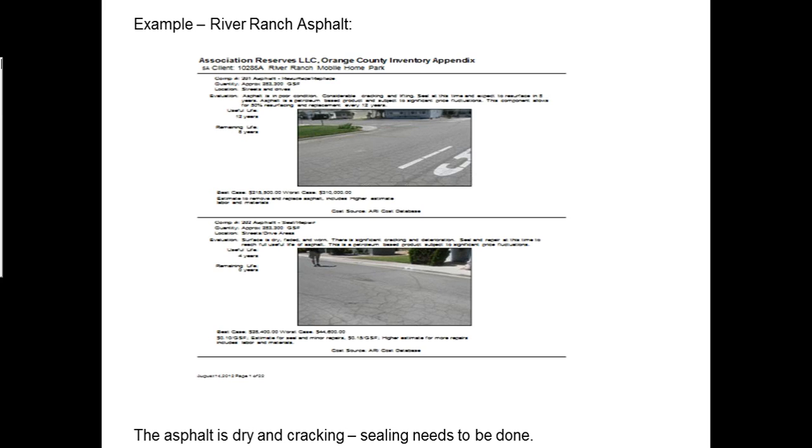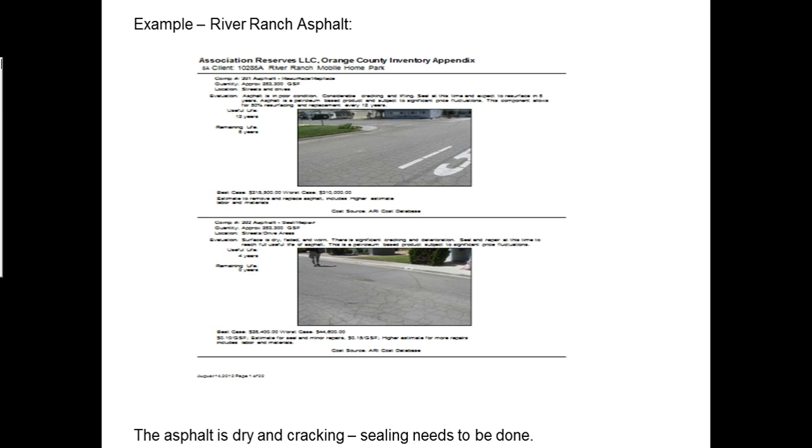So as you can see, in looking at this community, their asphalt is starting to fail. Sealing and repairs are needed now. I would recommend that at this point, when the community looks at their project needs analysis, that they see this and they start obtaining bids.